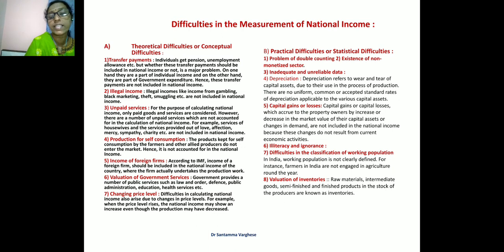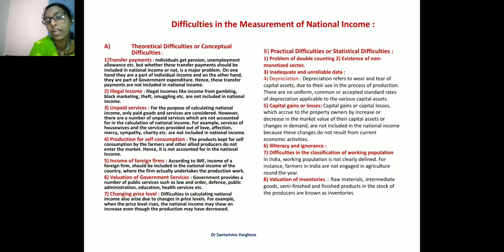Existence of non-monetized sector. In India, especially in rural areas, there exists a non-monetized sector. Which are the non-monetized sectors? Farming, like that. Many of the persons, a major part of the production is partly exchanged for other goods. So this is the non-monetized sector. While counting, this is not included in the national income. They exchange goods even today. Money is not used but exchange takes place. So there is a difficulty in the calculation. This is a practical difficulty.